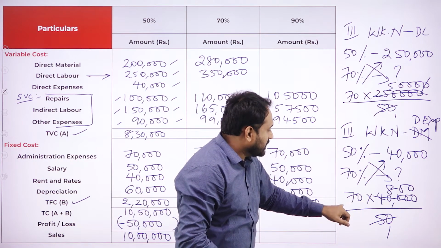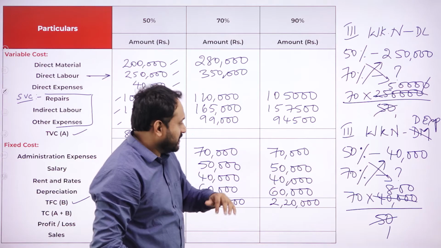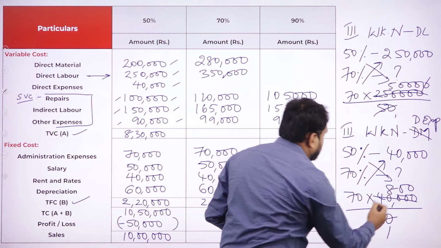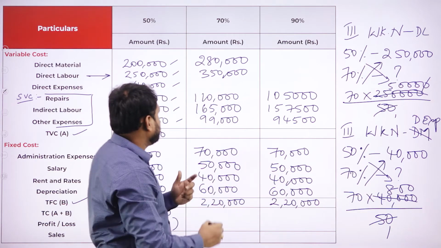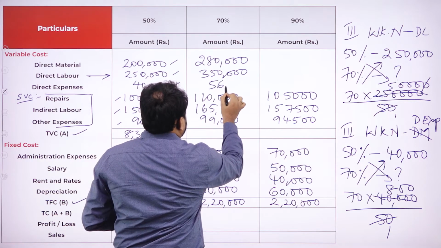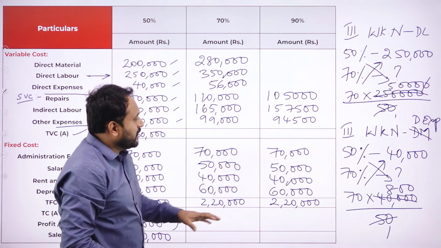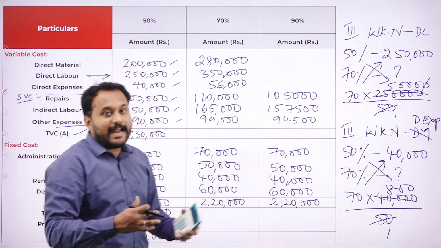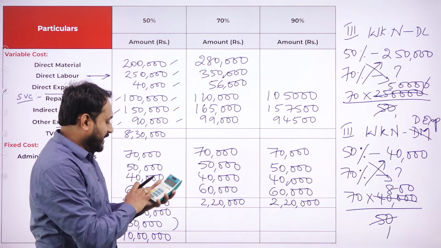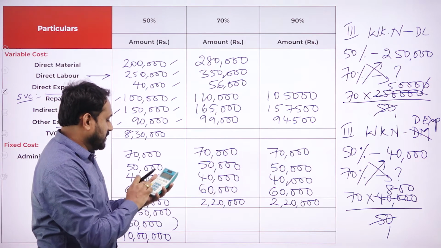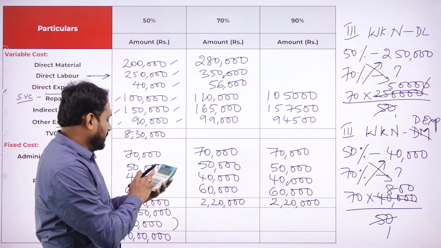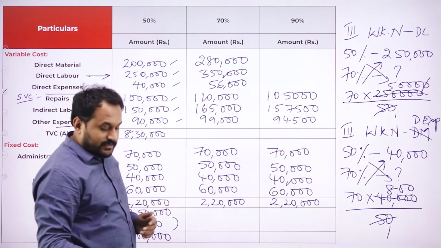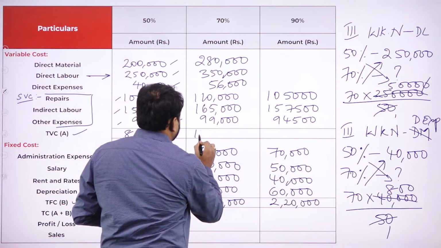Now we have 70 into 8. 7 8s is, so we have 70 into 800. That is 7 8s is 56. Now that means 56,000. So we will write here 56,000. Done. So we got 56,000. So let's add each and everything. We have 280 plus 350 plus 56 plus 110, then 165, and we have 99. Total it is 10,60,000. So we'll write here 10,60,000.